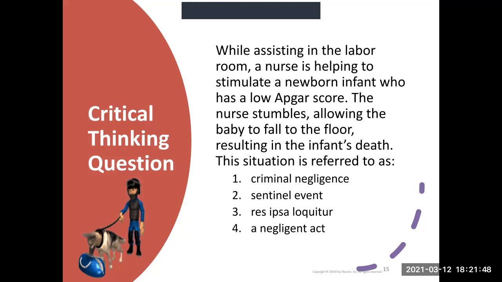It caused death. So whenever you see a sentinel event, it's because something happened. In this case, she stumbled, she fell. So they're going to go and look to see why she stumbled. Was it the floor? Was it what she's wearing? All those things. So the answer to this is 2.